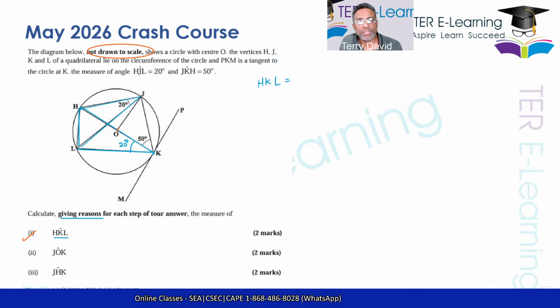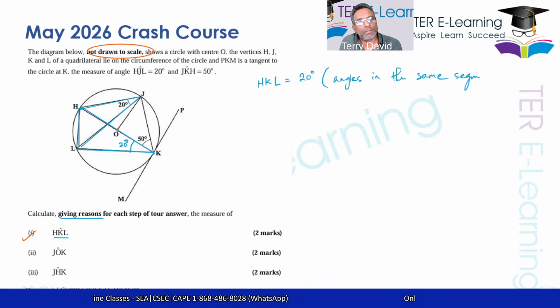There's a circle theorem rule that says that. So this angle here has to be 20 degrees, and when they ask for the reason here, you're going to say angles in the same segment are equal. That's all we need to say here in order to get this mark. All right, so that's part one.